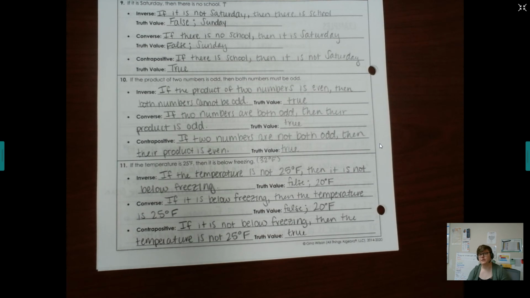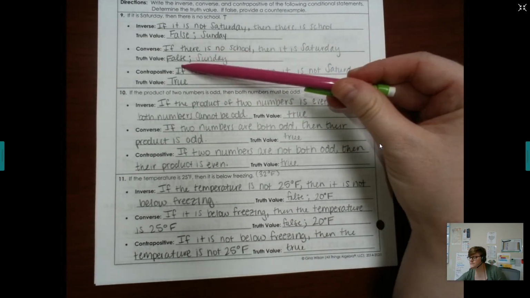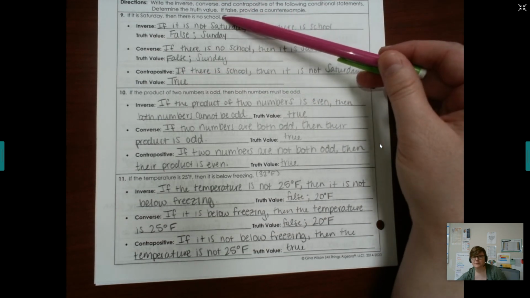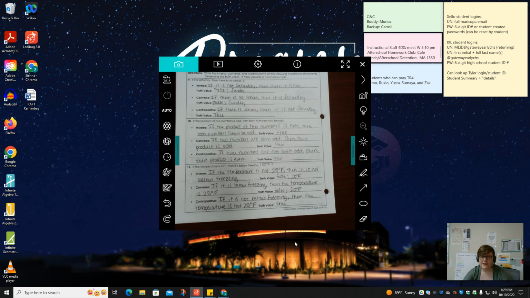So it's true on this sheet, and it is true in life that the contrapositive will always have the same truth value as the original conditional statement, but the inverse and converse could be different. I think it's possible for like one of those two to be the same and the other one to not, but I couldn't tell you an example right now, so we'll leave it at that.